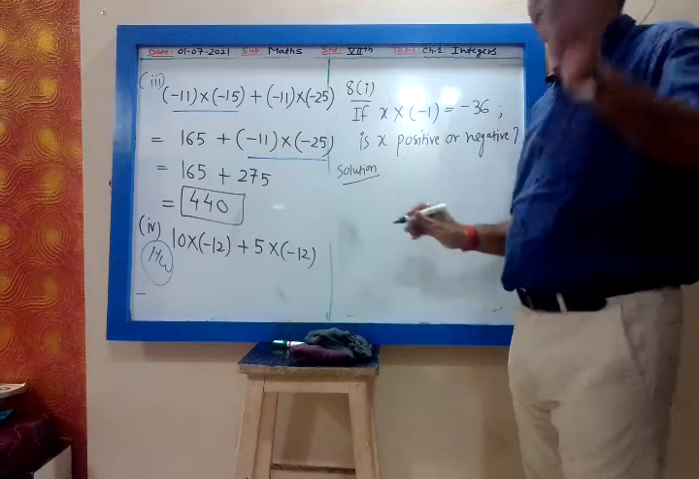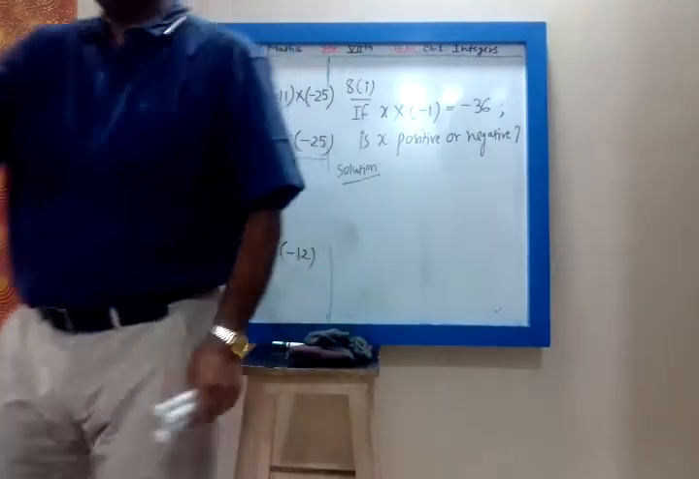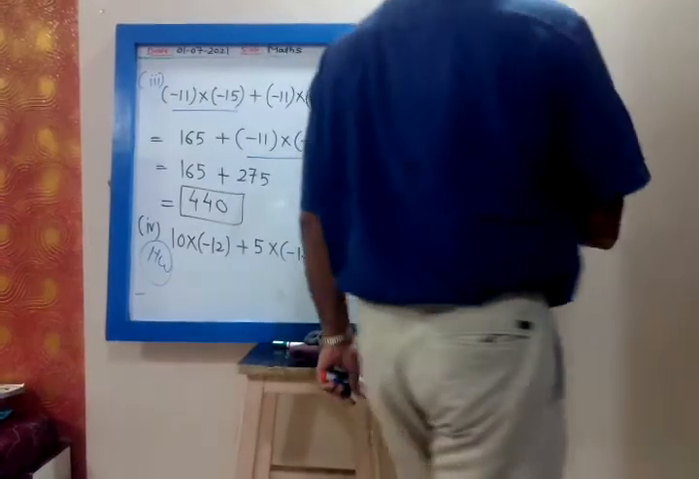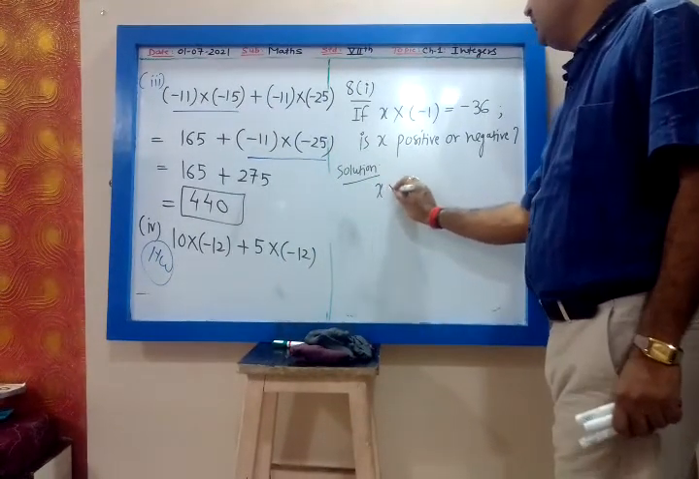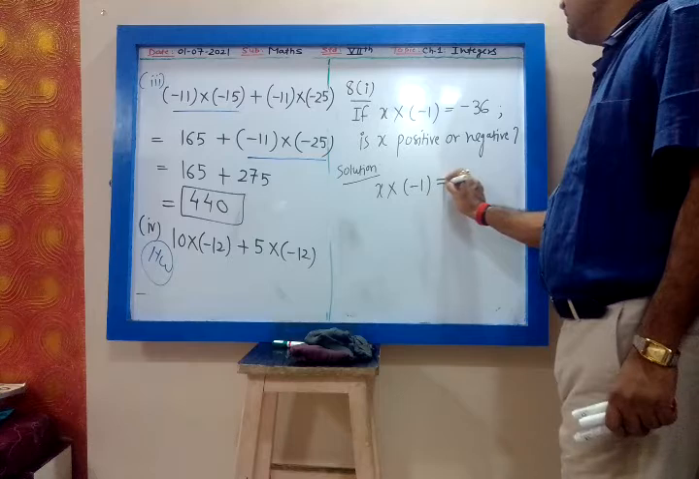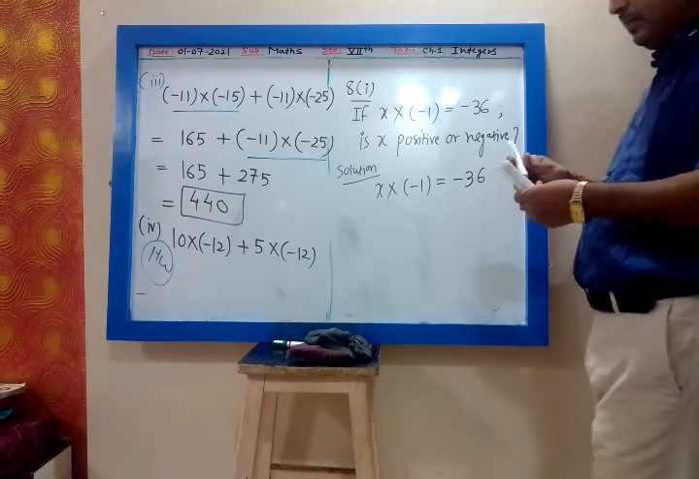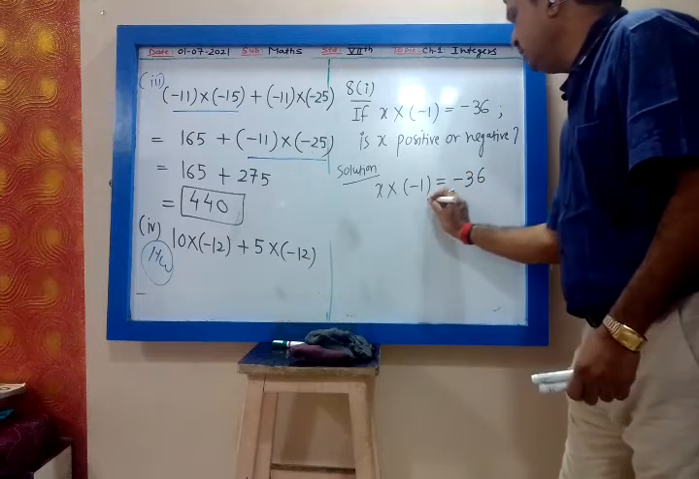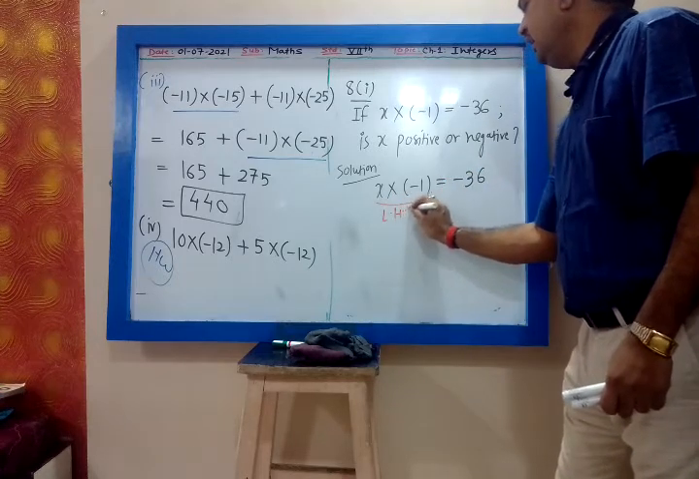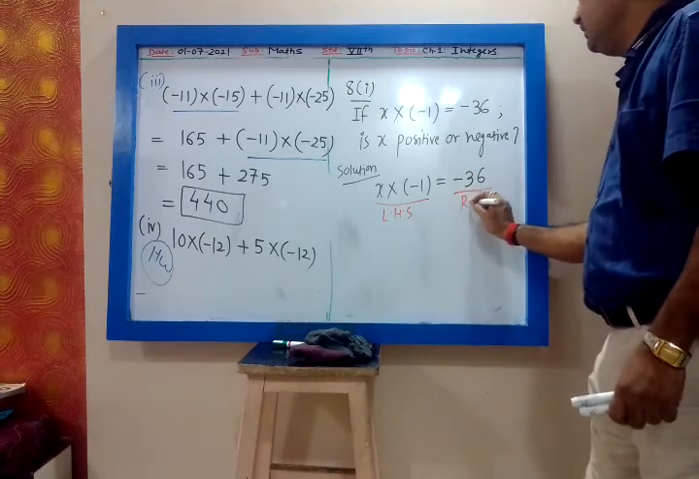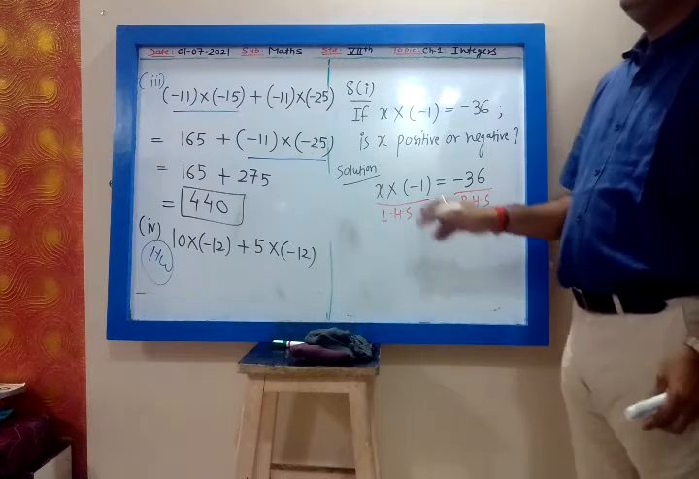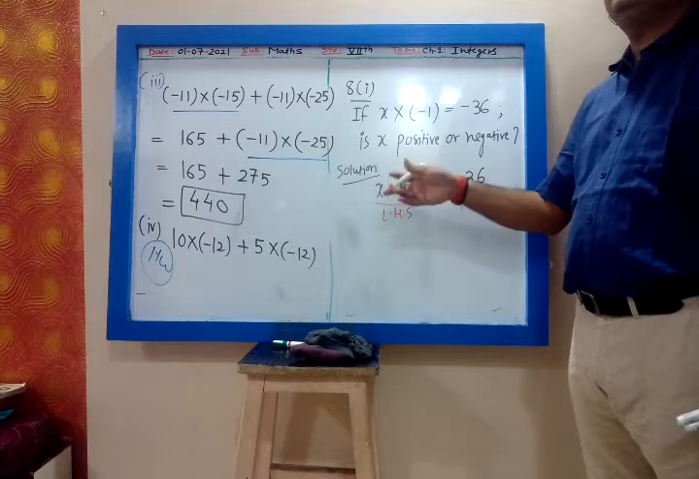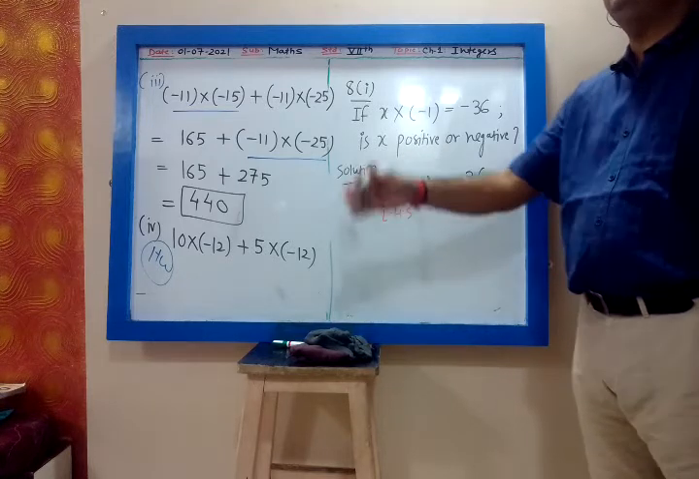No, my dear, we are not magicians. Remember, we are mathematicians. So before we work it out, we do not give the answer. So x into minus 1 is equal to minus 36. Now remember, before equal to is my left hand side, and after equal to is my right hand side. Whenever you change the side, plus becomes minus, minus becomes plus, multiplication becomes division, division becomes multiplication.